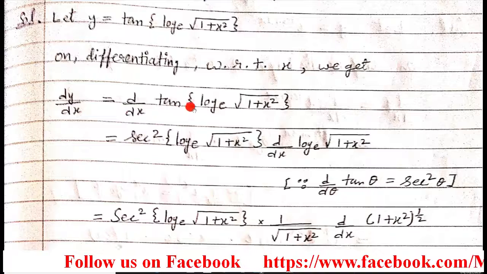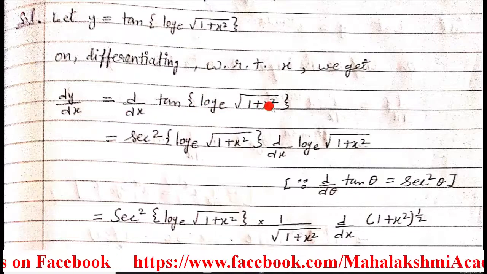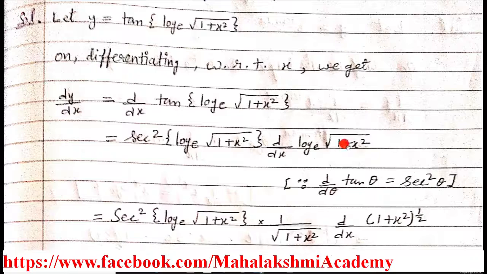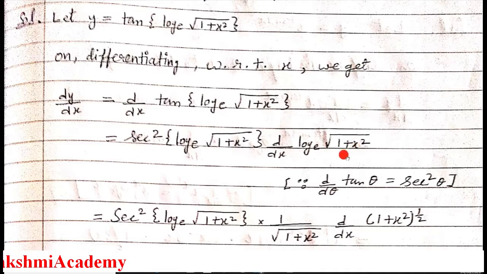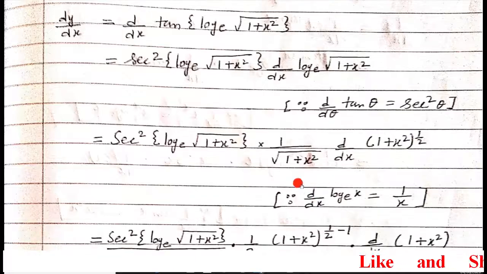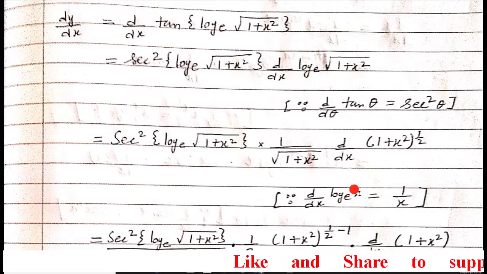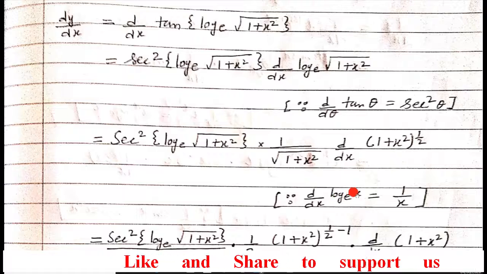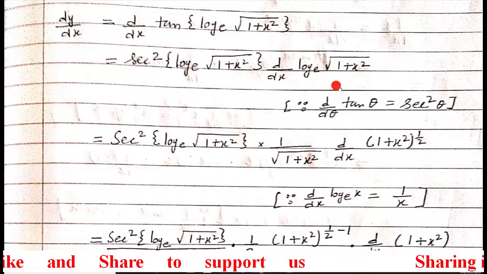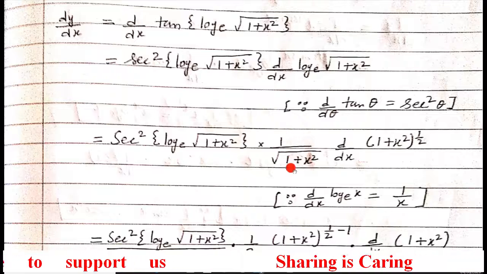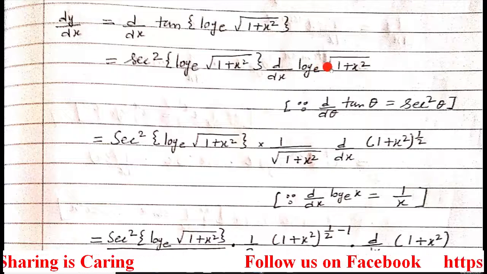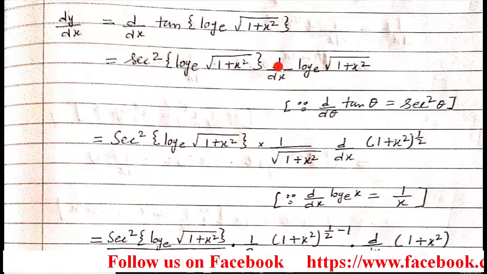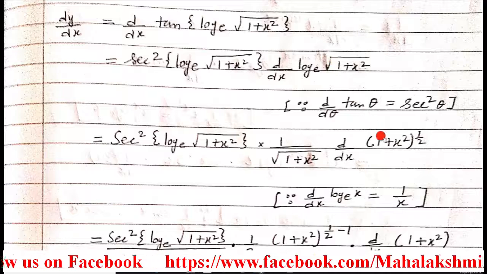So the derivative symbol will come with log root(1 plus x square). Now we'll differentiate it by assuming it as x. The differentiation of log x is 1 upon x, because the formula for log x differentiation is 1 upon x. So 1 upon this complete term will come here, so 1 upon root(1 plus x square). But it's not the simplest form of x, so you have to differentiate this again by the chain rule. So the derivative symbol will come with this also.